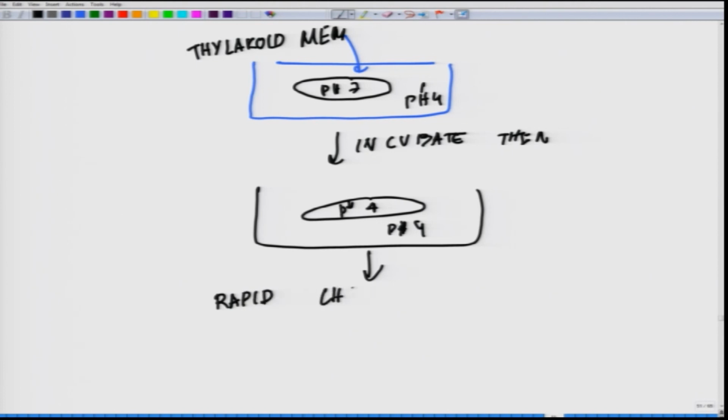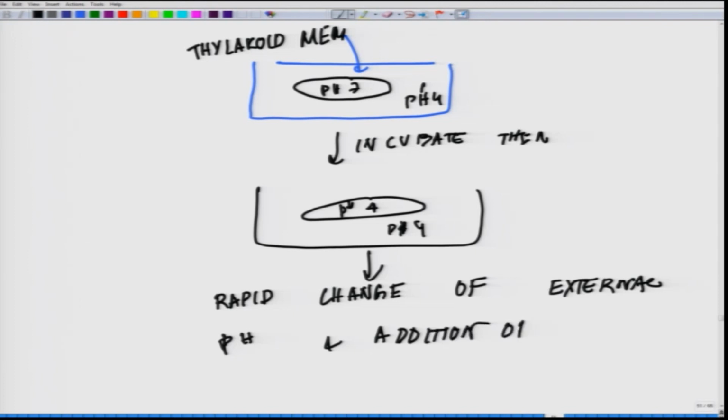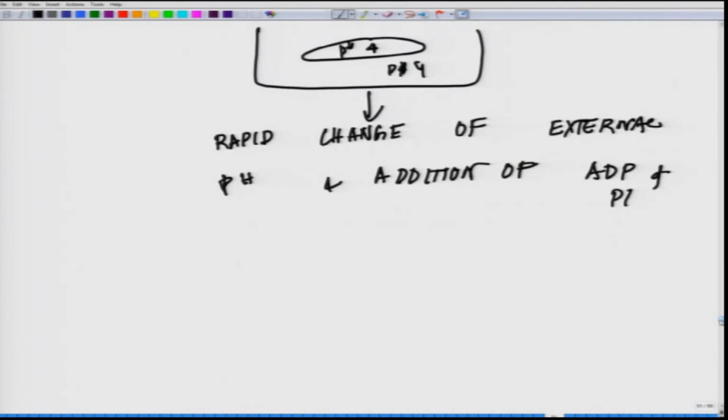pH 4, okay. Now, followed by this, there is a rapid change of external pH and addition of ADP and Pi, which is the ingredient to make ATP.